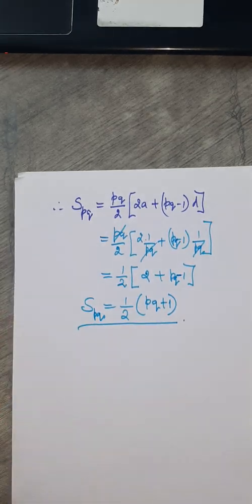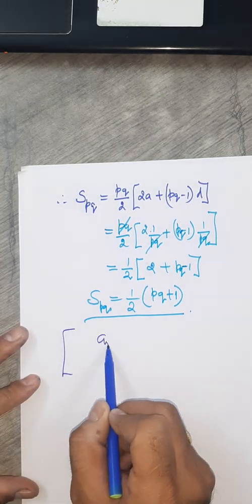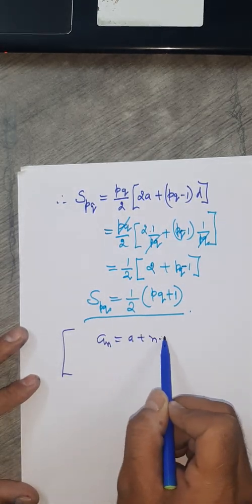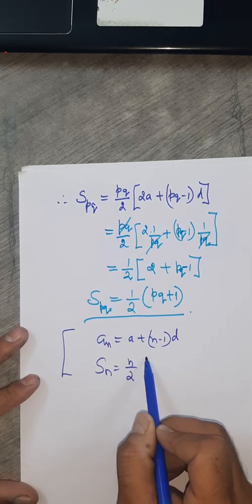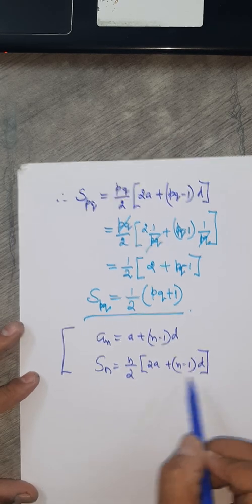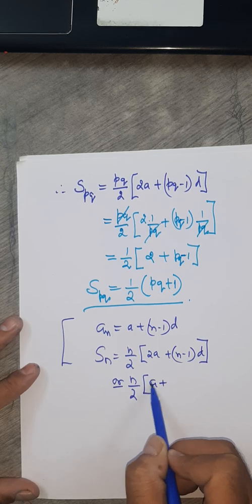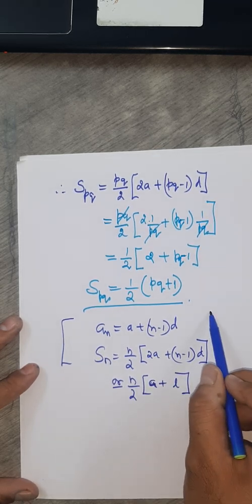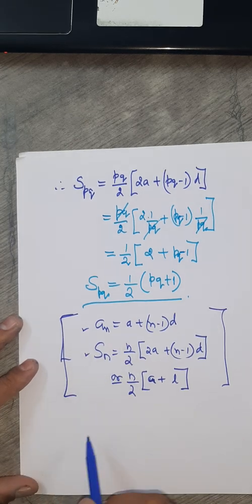That's the required sum of the n terms. Fine. So you must have realized that in these 4-5 questions, everywhere these two formulas are important: An equals a plus n minus 1 into d, and the other one, Sn equals n by 2 into 2a plus n minus 1 into d, or you can use n by 2 into a plus l. Every question of arithmetic progression you can always do using either this or both.